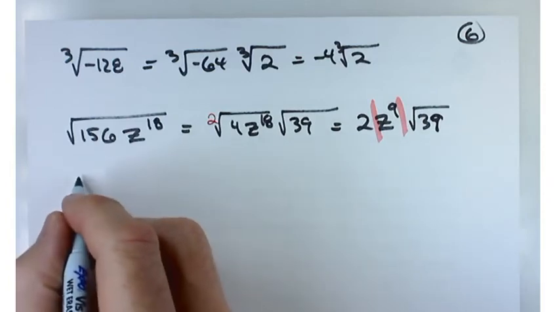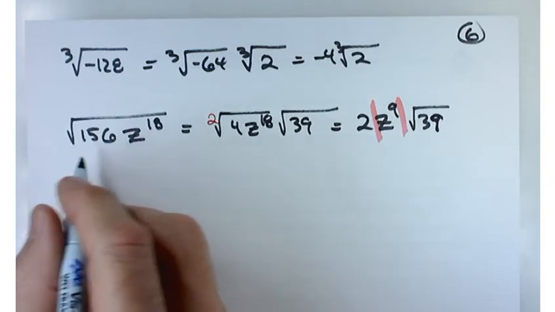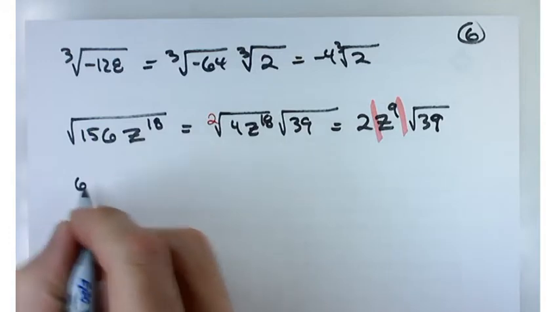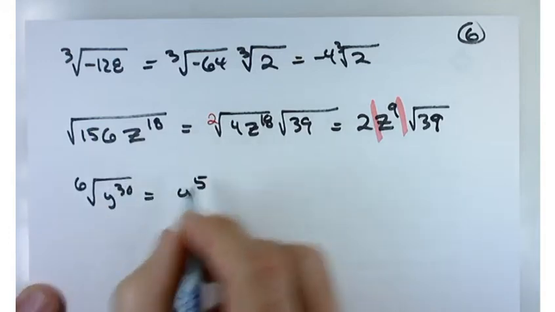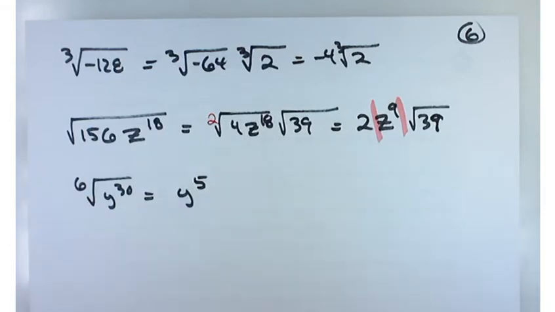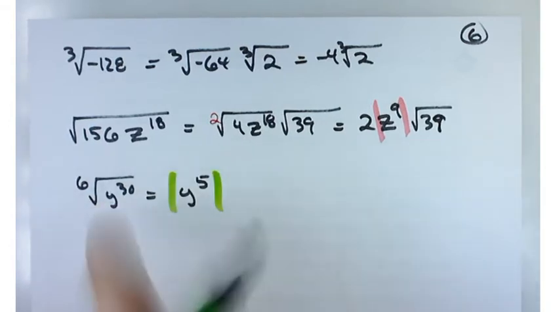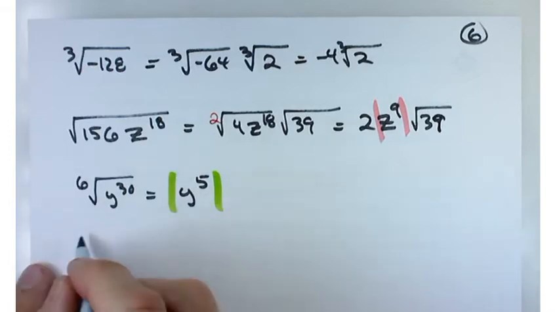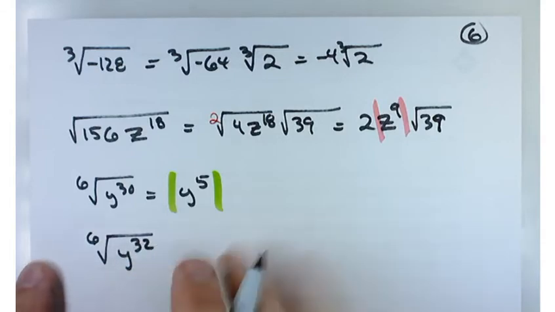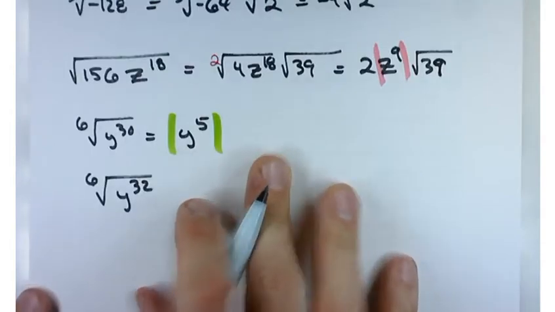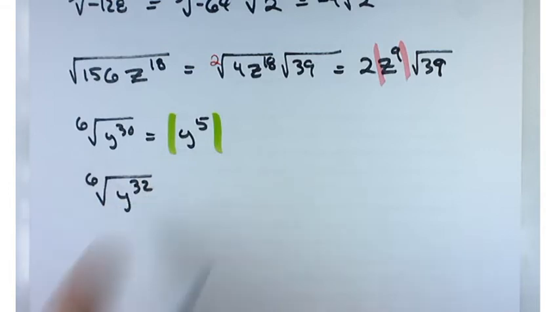Now we did one like this earlier, where we had the 6th root of y to the 30th was y to the 5th, and we needed the absolute value there. What was nice about that one is that it worked out even. But what if instead of y to the 30th, I had y to the 32nd? 6 doesn't go in here evenly, does it?